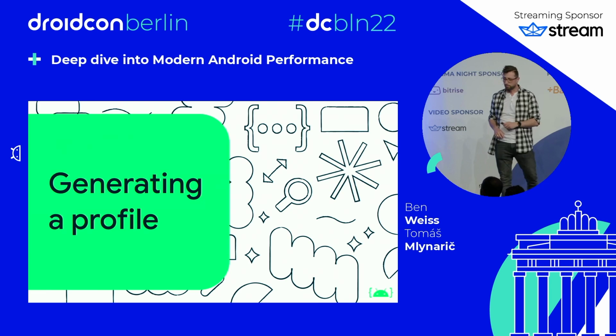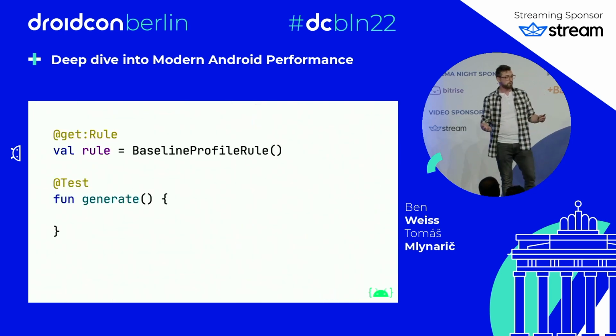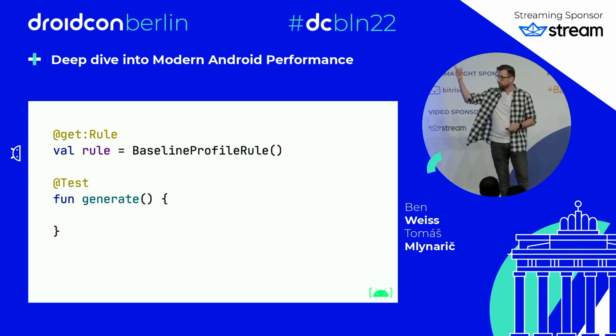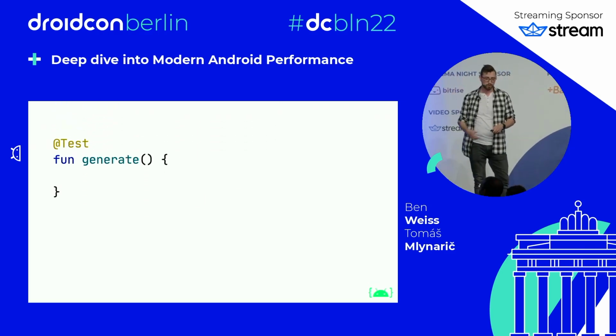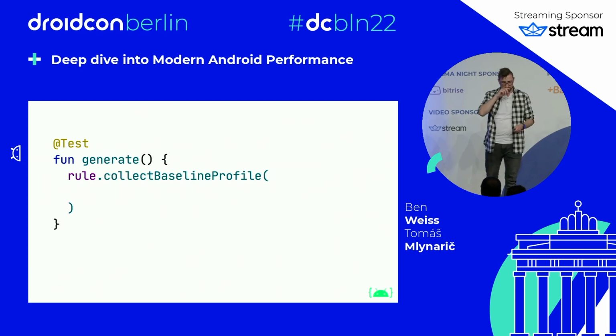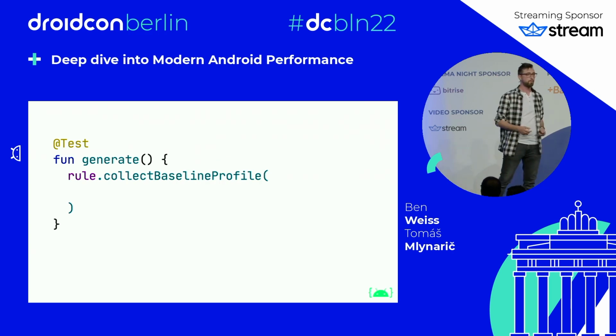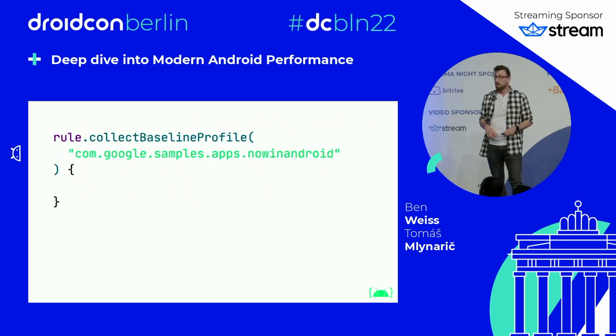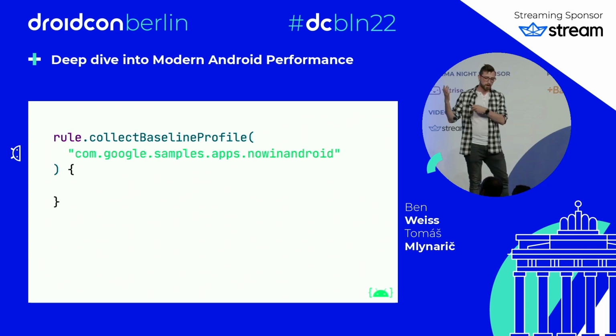All right, generating a profile. For generating a profile, we can use the same library, Jetpack Macrobenchmark. But this time we'll write another instrumentation test, and we'll use the baseline profile rule. Let's use that rule and write a generate method. Inside that test, you'll call the collect baseline profile method, and it requires only two parameters. The first one is the package name, as before, because it uses the same process, so it's out of your application process. And then you write your interactions in a Lambda parameter.